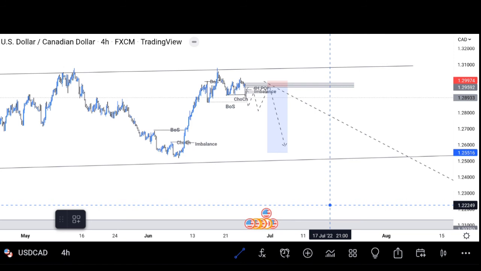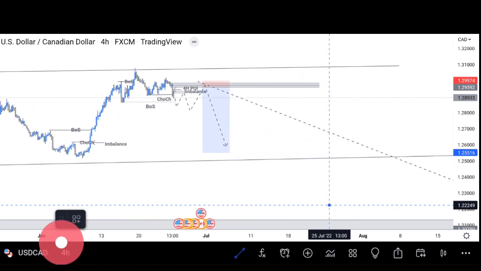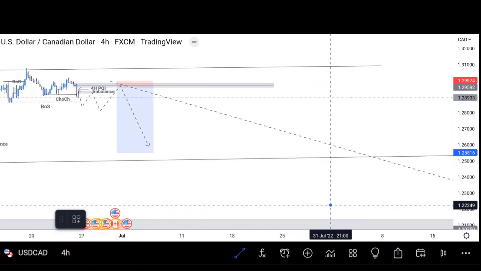So basically, that's how I do my top-down analysis. I started at a weekly chart, then I scaled down to a daily chart, then to a 4-hour chart, and finally to a 1-hour chart. So that's how I do my analysis.